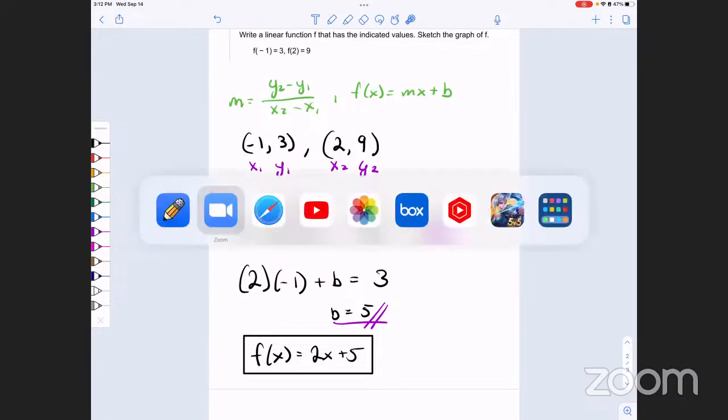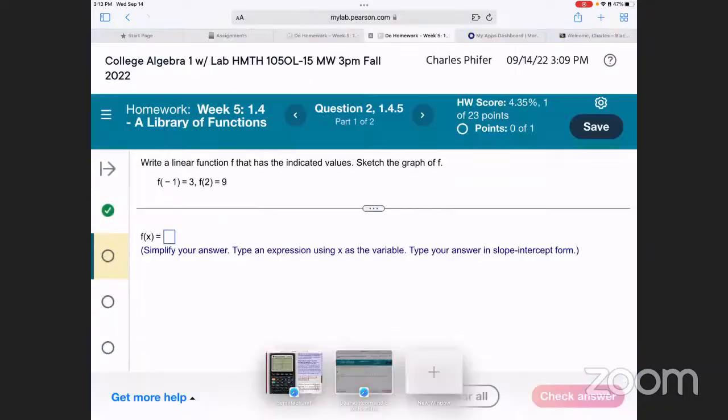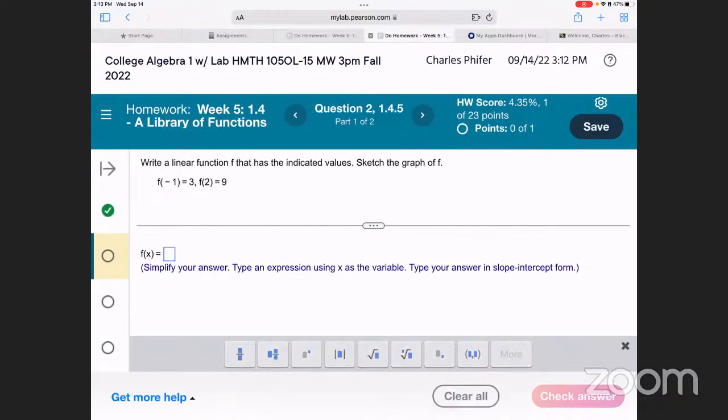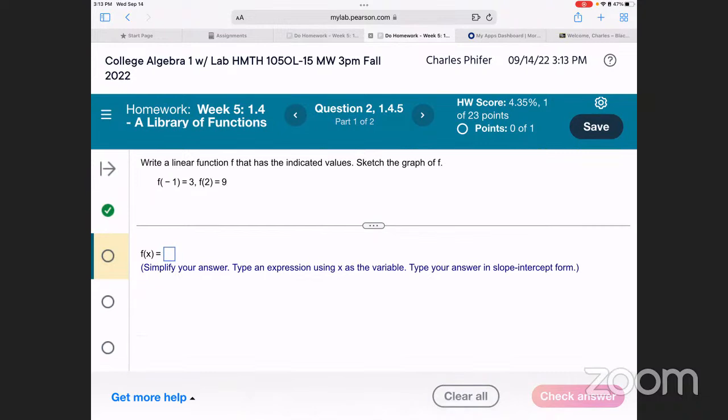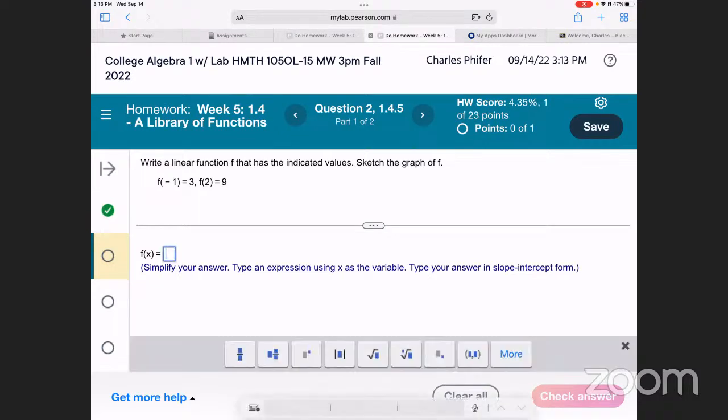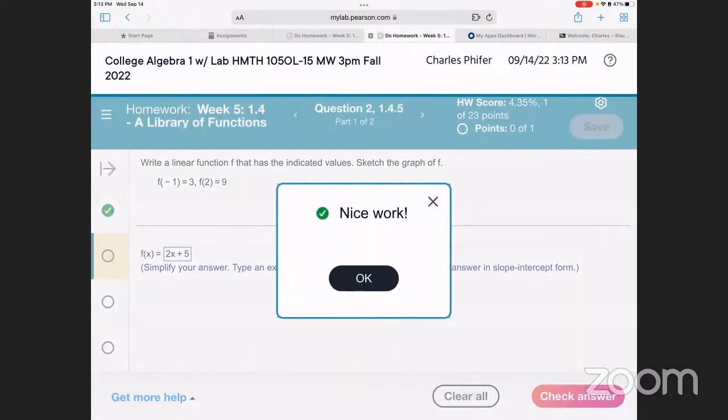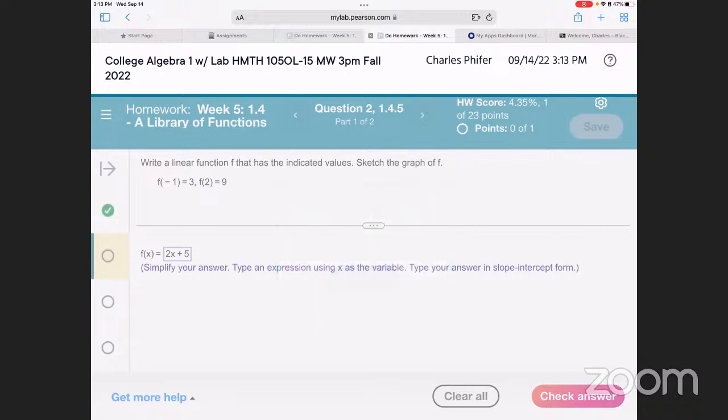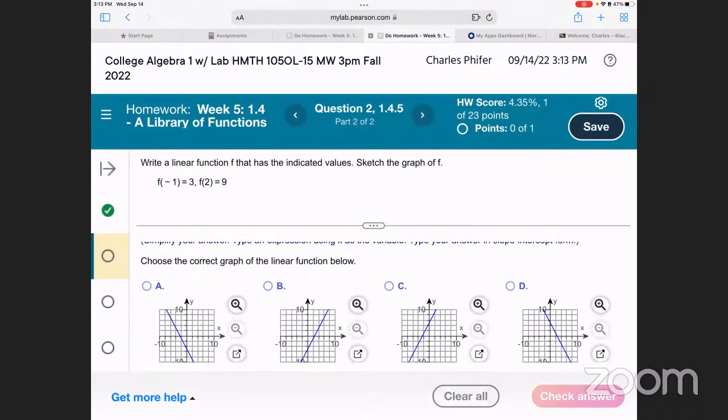Let's go answer the questions being asked. 2x plus 5. That's x. 2x plus 5. Okay. Oh, and then the graph.